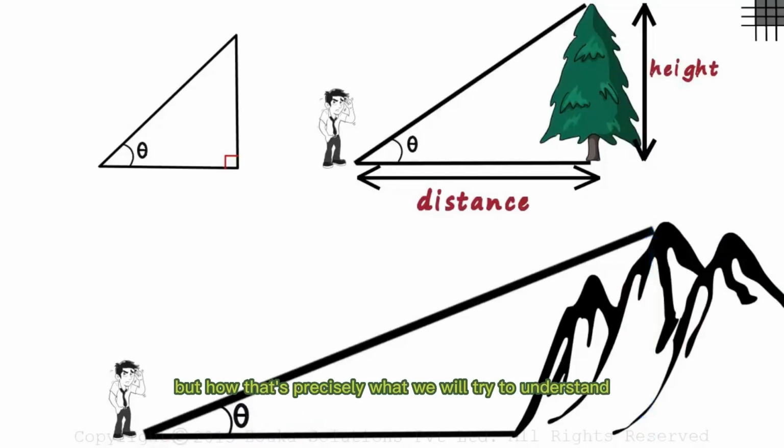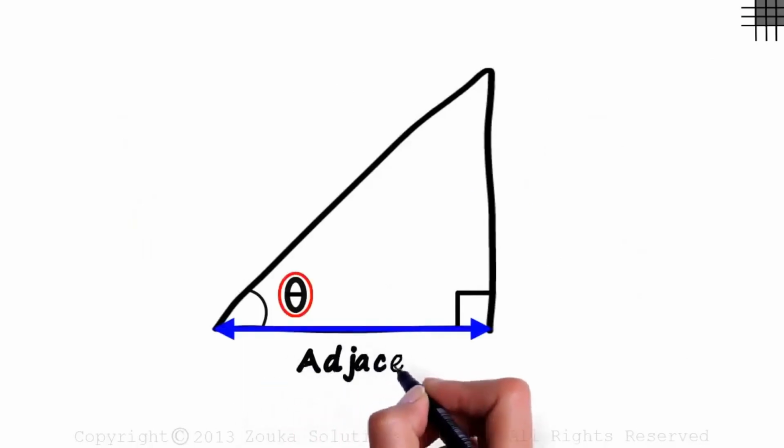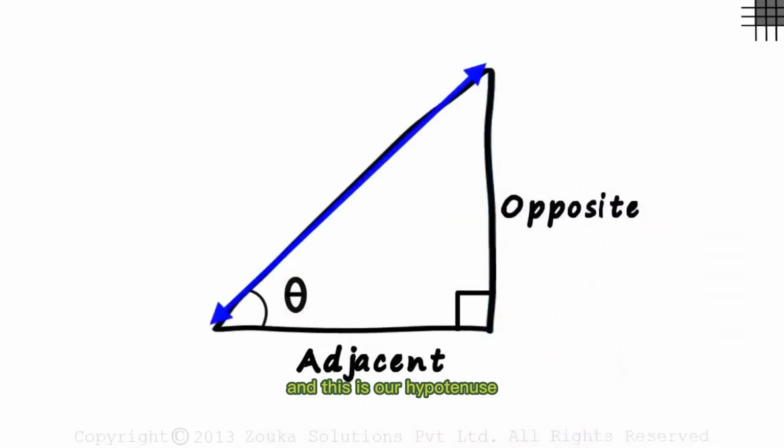But how? That's precisely what we will try to understand in trigonometry. See the formulas of the three important trigonometry functions. This is the side adjacent to theta. This is the side opposite to theta. And this is our hypotenuse.